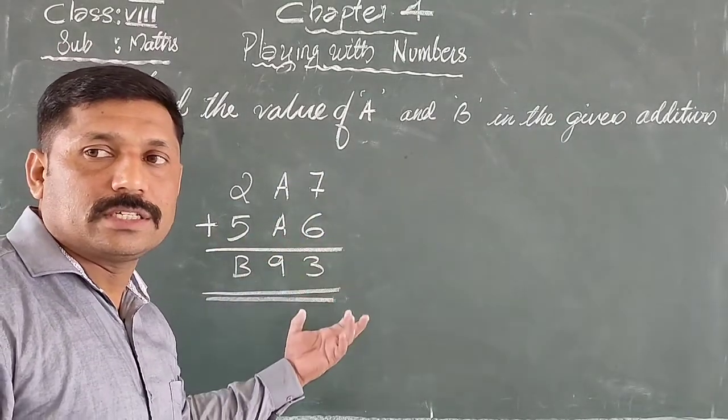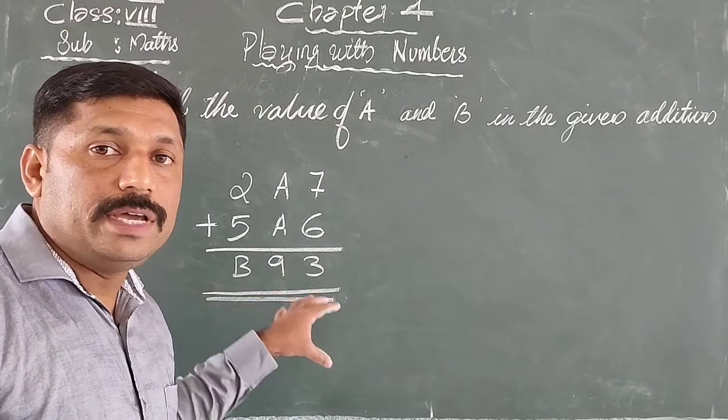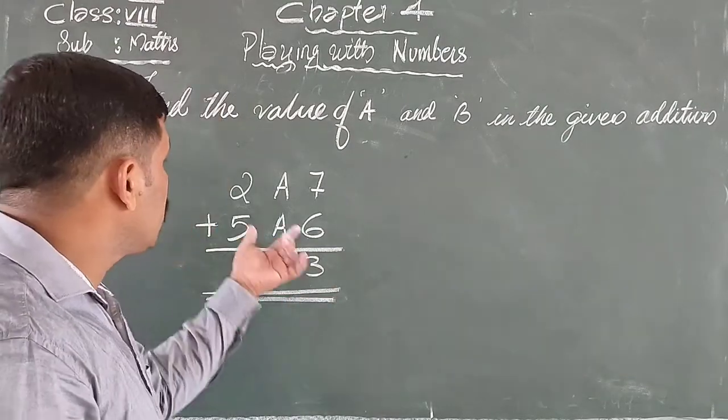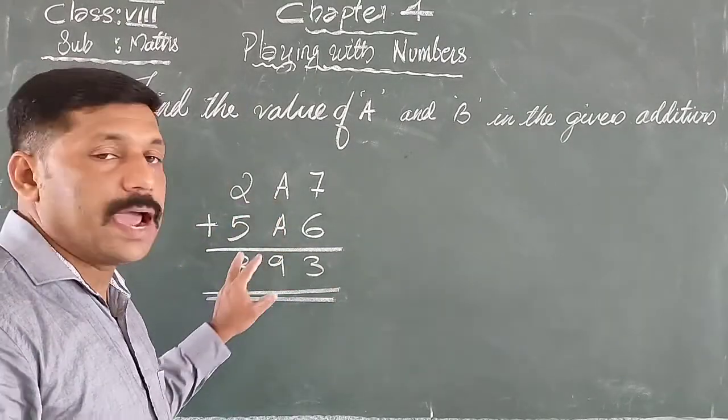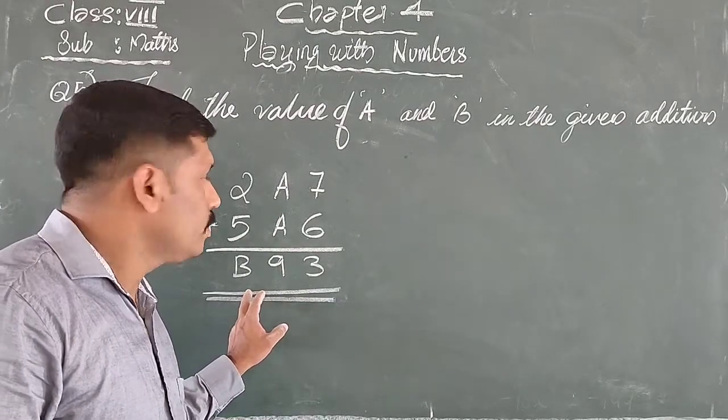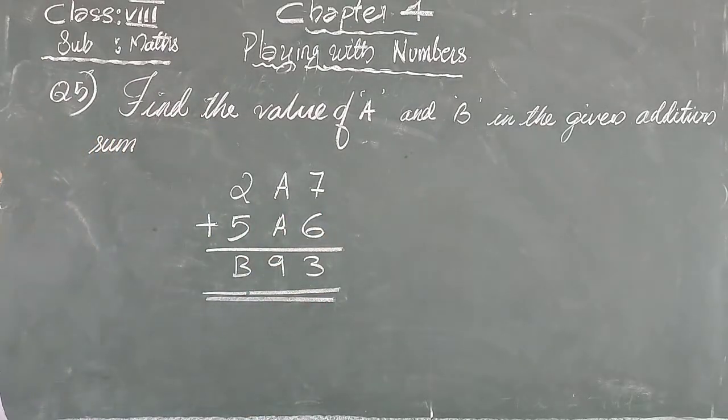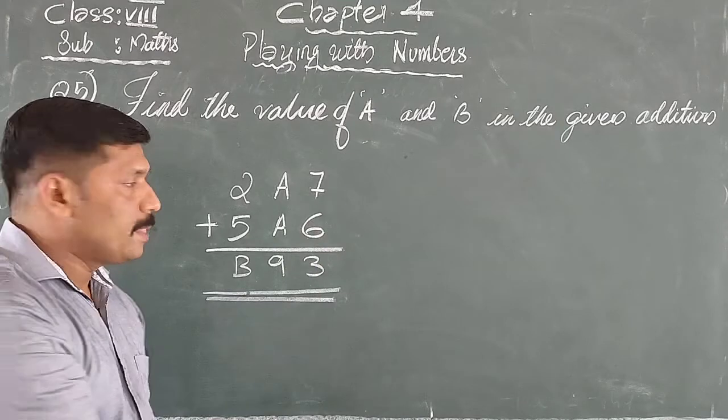One addition sum is given. We have to find out the value of A and B. Okay, how to find that? Listen here, it is an addition sum.